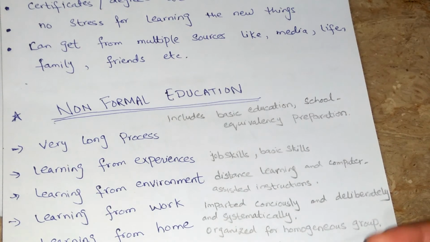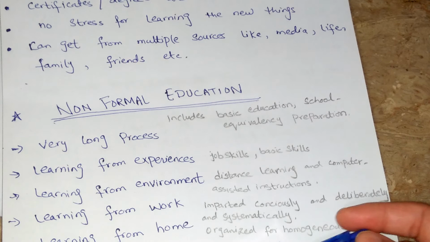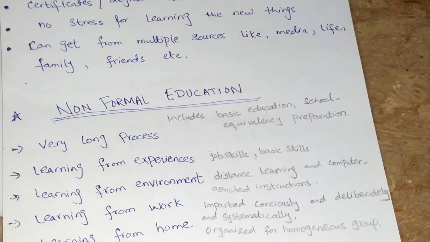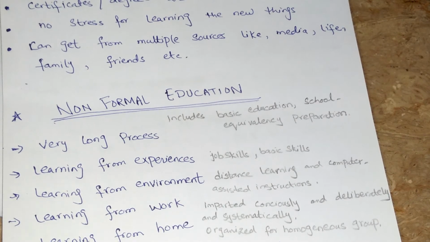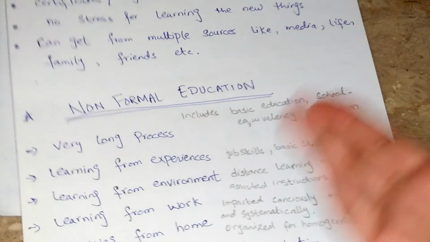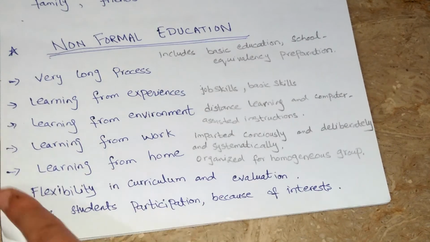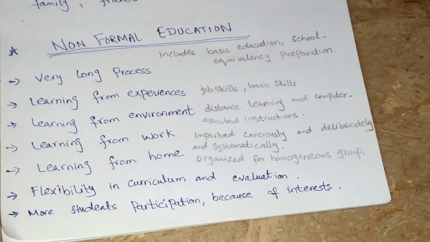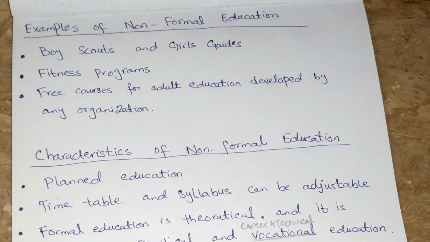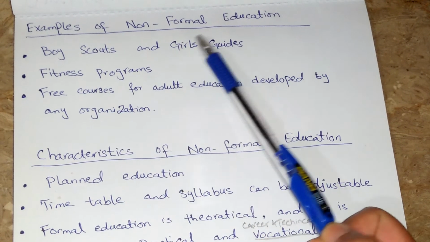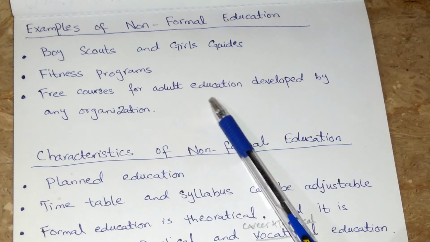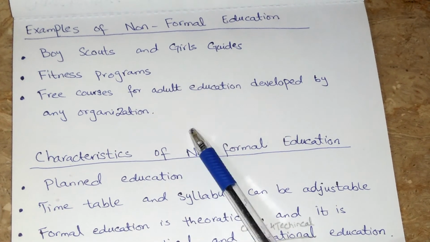Distance learning and computer assisted instruction are also involved in it, imparted consciously, deliberately and systematically, organized for a homogeneous group. Vocational education is an example of non-formal education. We can go through it later on. Flexibility in curriculum and evaluation. More student participation because of interest.